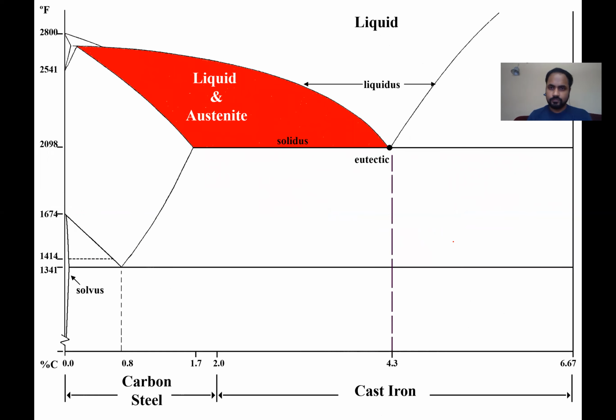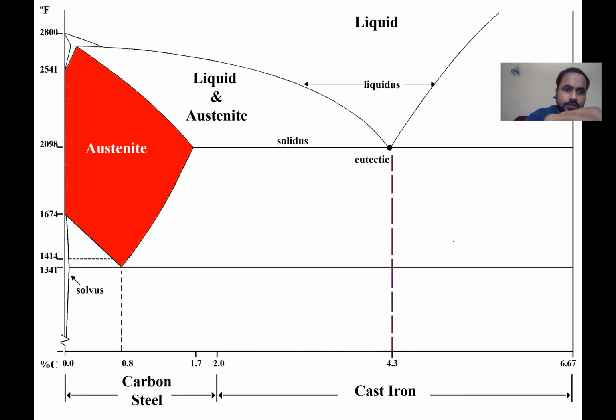So I showed you some of the phases. Now there is one small region. This is called the liquid plus austenite region. This complete region is austenite. When we say austenite, basically a pure austenite shows you iron, Fe. This iron is in FCC crystal structure. That is the austenite phase of iron.